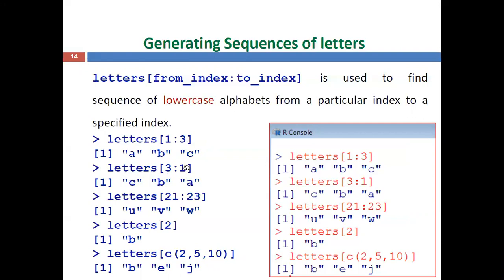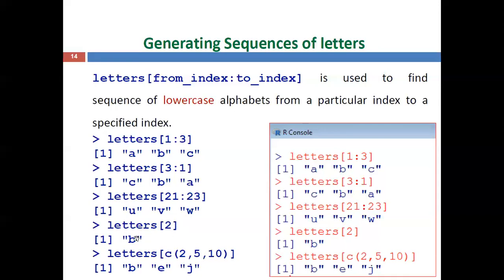Then second example, here we have taken 3 to 1. 3 to 1 means it displays in reverse order. So first the third one, then the second one, then the first one: c, b, a. Then another example, letters of 21 to 23. The 21st letter is u, then 22 is v, 23 is w. Then letters of a particular direct value displays that position value.